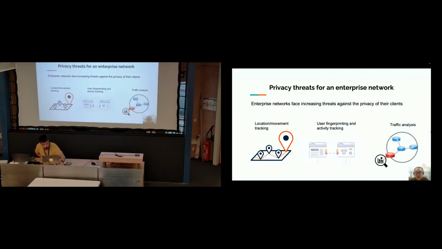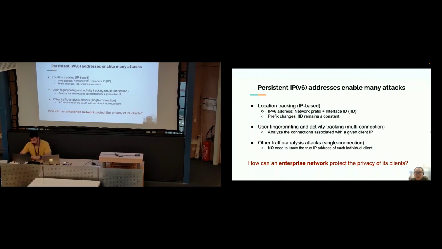Nowadays, enterprise networks face increasing threats against the privacy of their clients. Unpaid eavesdroppers may try to learn sensitive information about an enterprise network and its client, such as the client location and activity. Many attacks are feasible because the attacker can see the real client IP. In the world of IPv6, the situation gets worse because the IPv6 addresses are usually persistent, making some attacks easy.